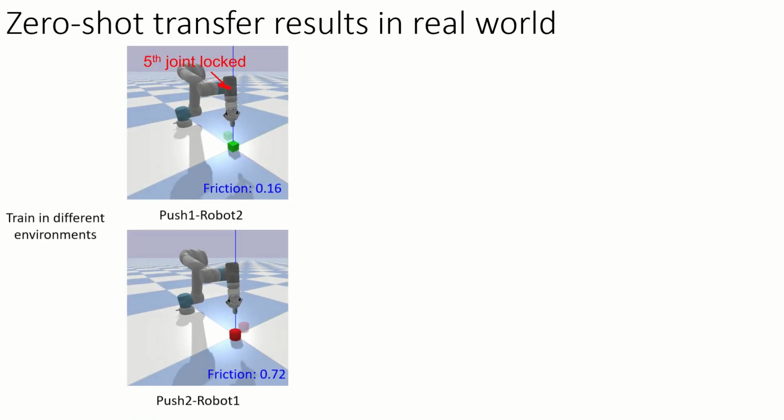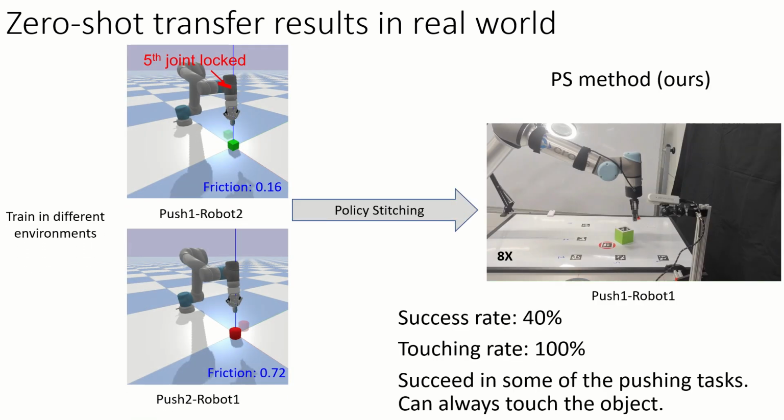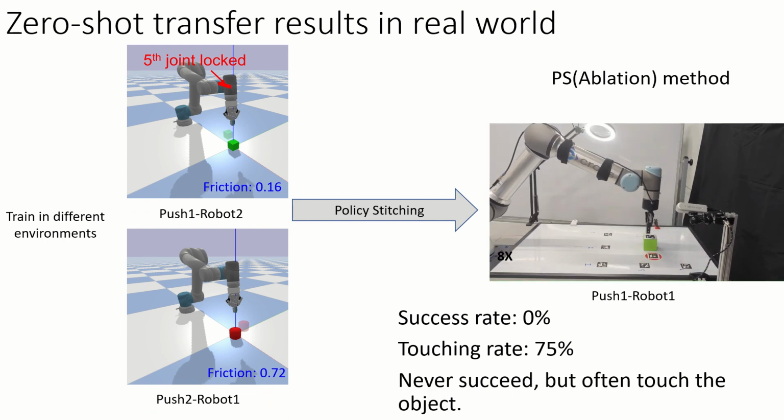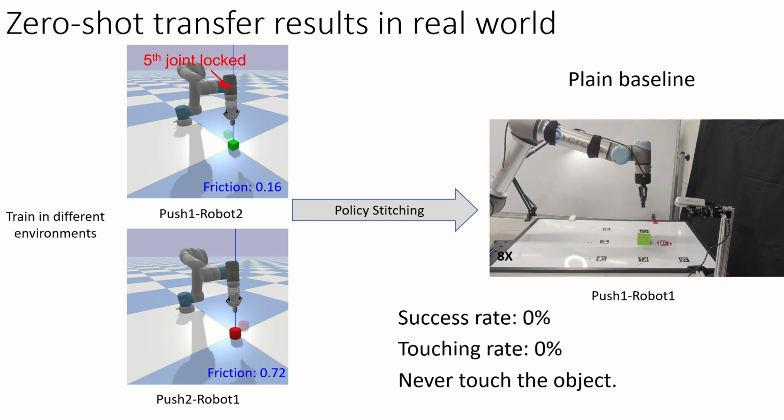In real-world experiments, our method gets a 40% success rate, and the robot can always touch the object. In comparison, the ablation method cannot succeed, but the robot can often touch the object. And the plain MLP baseline never makes the robot touch the object.